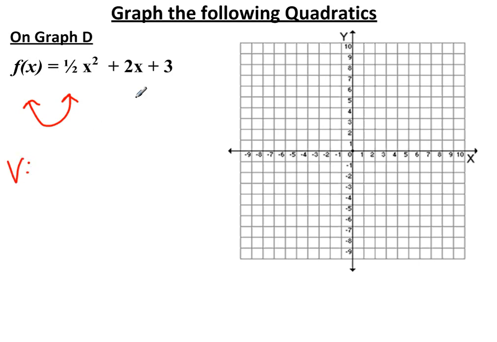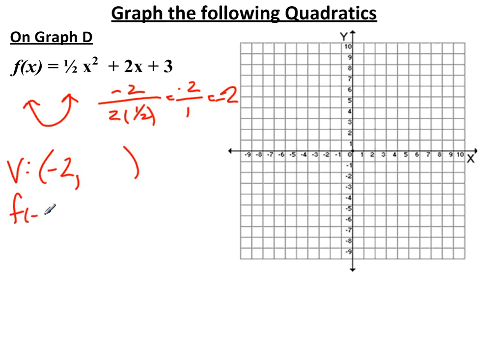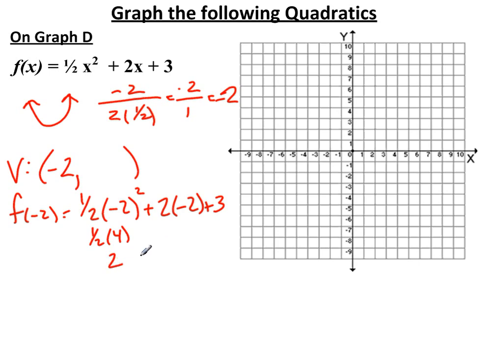To find my vertex, opposite of b over 2 times a. So this is -2 divided by 1, which is -2. So my vertex is at -2. I'm going to take that value and input it into my function, which is 1/2 times, again, use parentheses to make sure you don't make a mistake. So this is 1/2 times +4, which gives me 2. 2 times -2 is -4 plus 3, so I get -2 plus 3, which is 1. So I'm going to go to -2, 1.